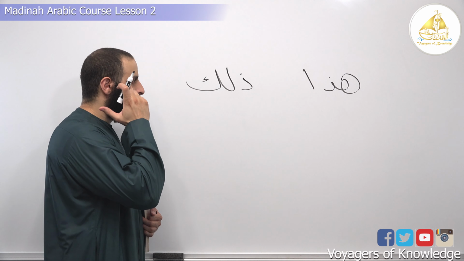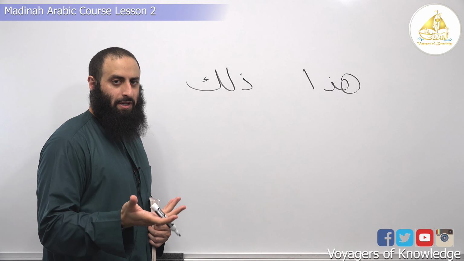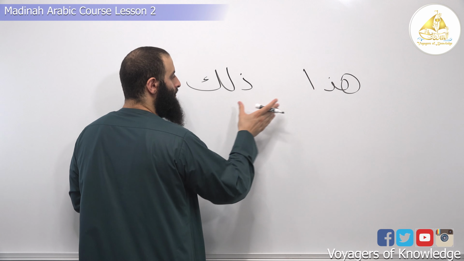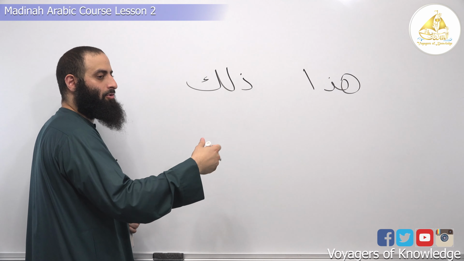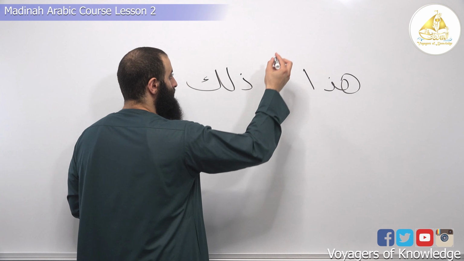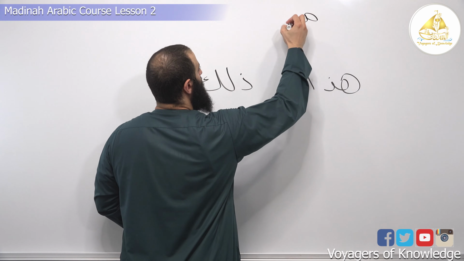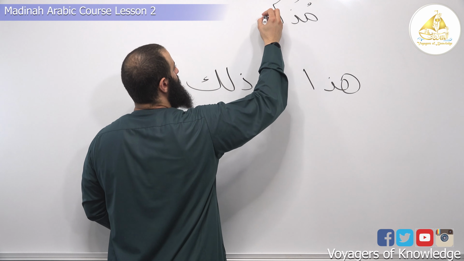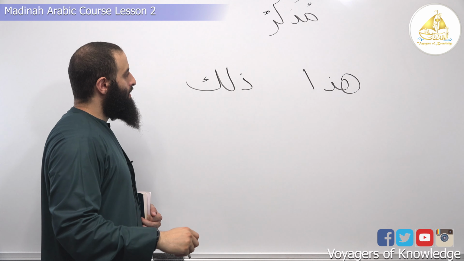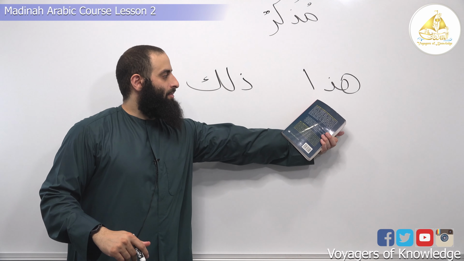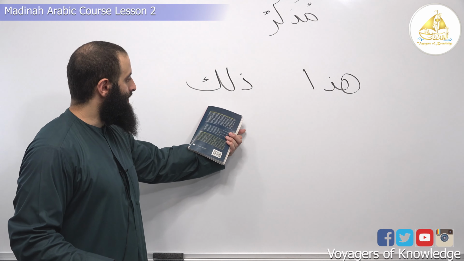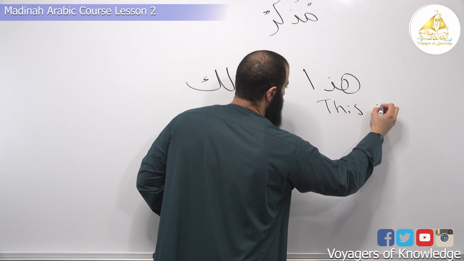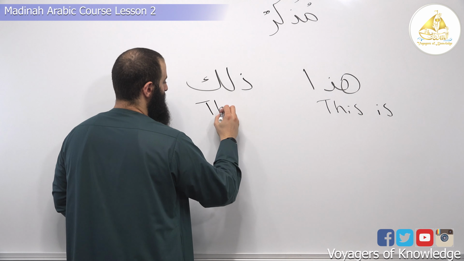We learned before that gender has a factor in the Arabic language. Right now, both of these are for the masculine gender, which is called mudhakkar. For those of you interested, we're going to write mudhakkar up here. Mudhakkarun. And this is, this is, that is.